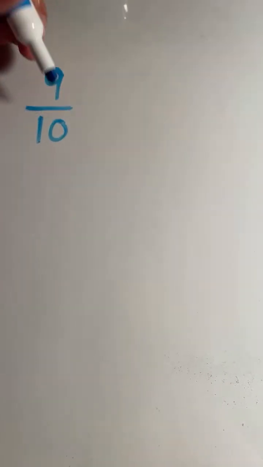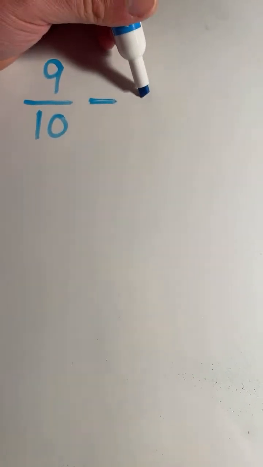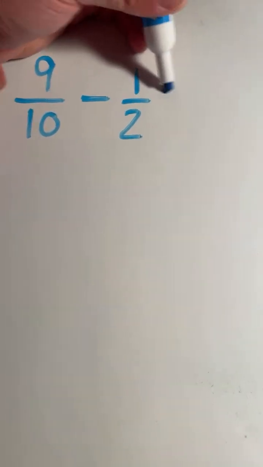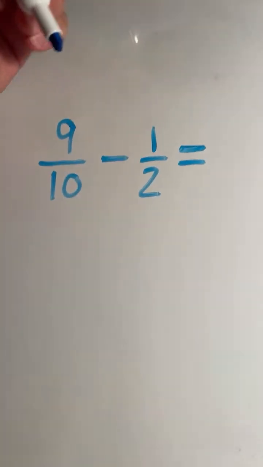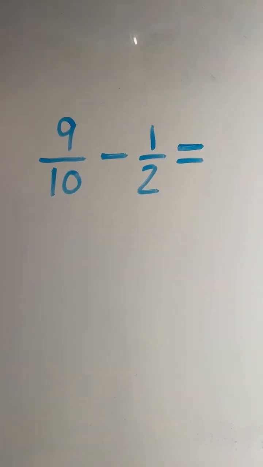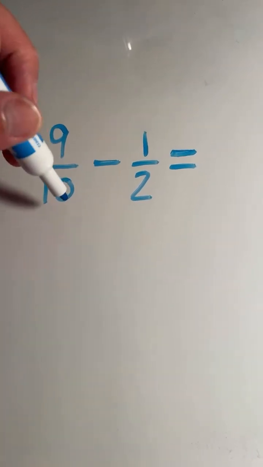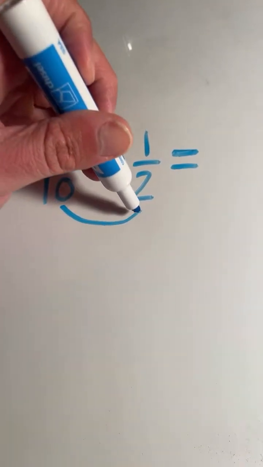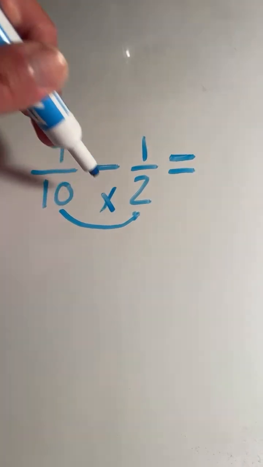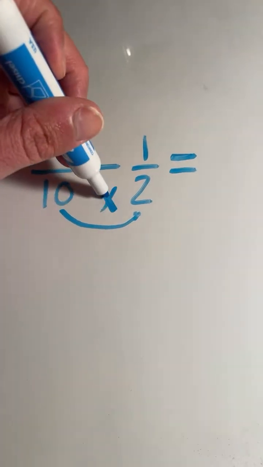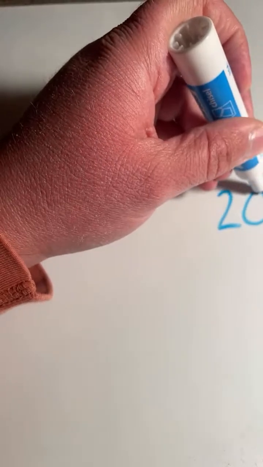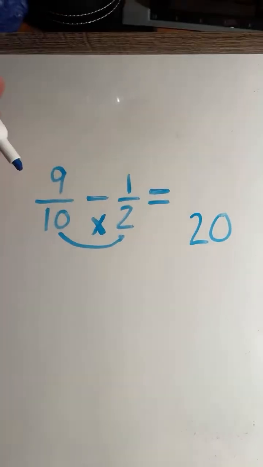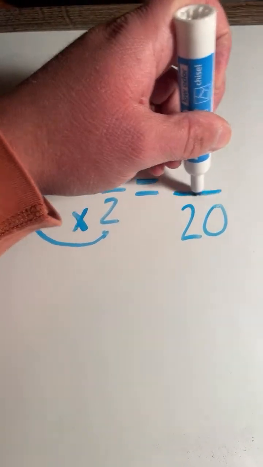We have 9/10 minus 1/2. So step one, we want to find a common denominator, and we do that simply by multiplying our two different denominators. So 10 times 2 equals 20. So 20 is our common denominator.